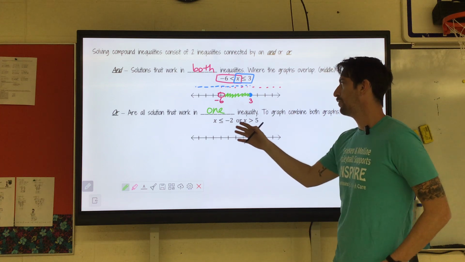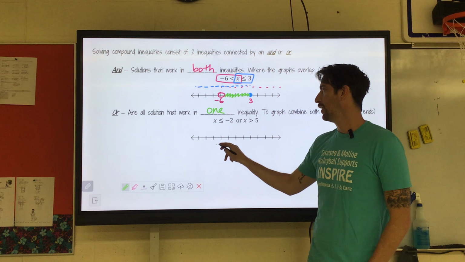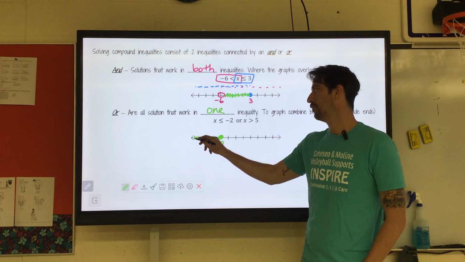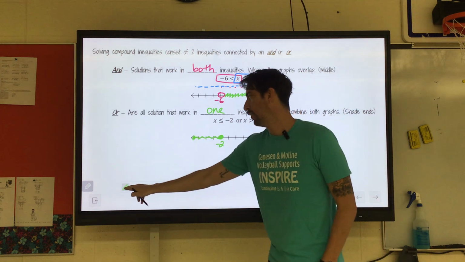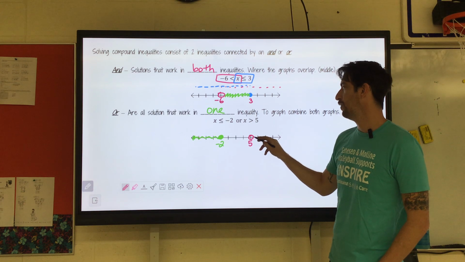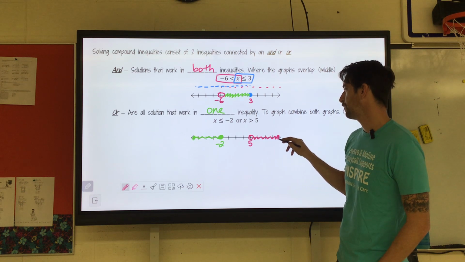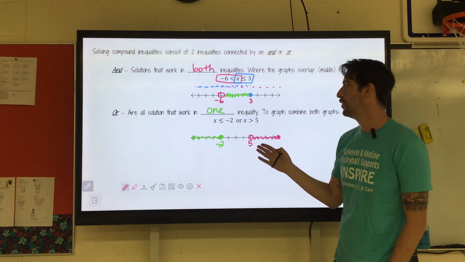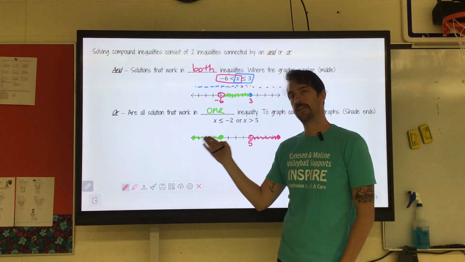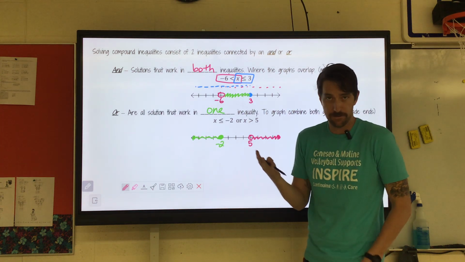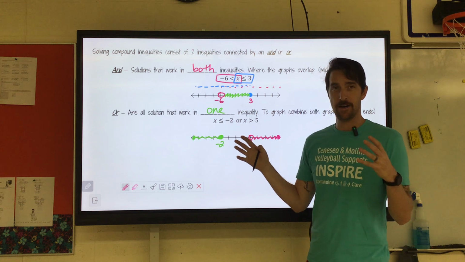So if we were to graph x is less than or equal to -2, that would be a solid dot on -2, and it would be shaded to the left. Or x is greater than 5. That would be an open dot on 5, and everything shaded to the right. They have nothing in common that works for both of them. There's no number that's less than or equal to -2 that's also greater than 5. It's impossible. So they're shaded in opposite directions.